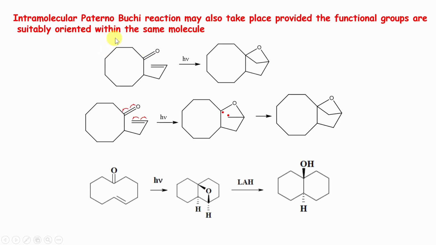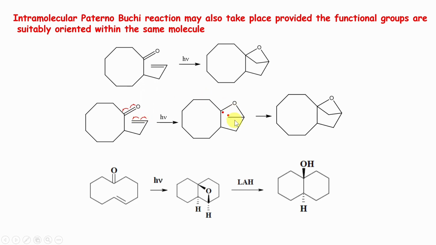Okay. Intramolecular Paterno-Buchi reaction may also take place in some cases, provided the functional groups are suitably oriented within the same molecule. See here, the alkene functional group and this carbonyl group are oriented in such a way as to form this oxetane, and hence in this case intramolecular Paterno-Buchi reaction takes place. See, it is the oxetane formed by combining this oxygen and carbon, and this carbon and this carbon, forming the cyclic oxetane product.